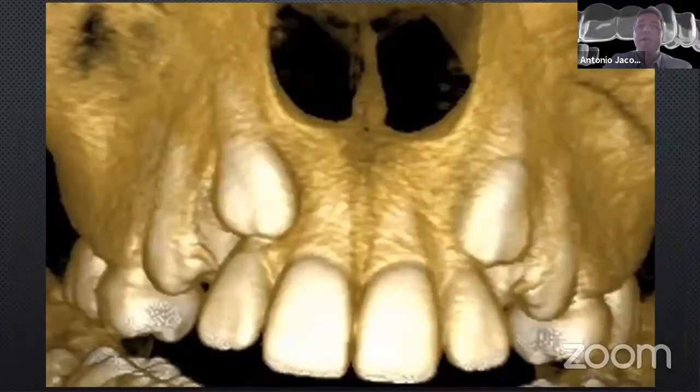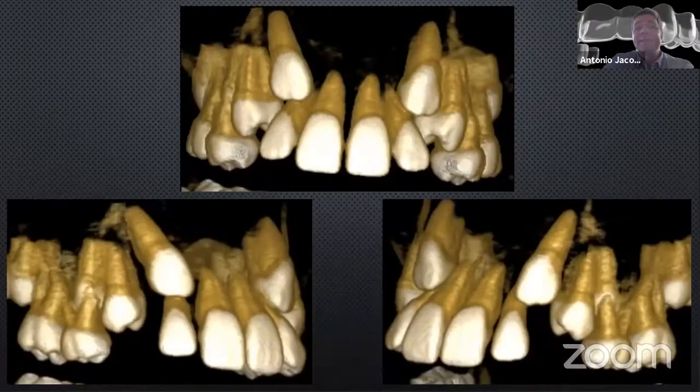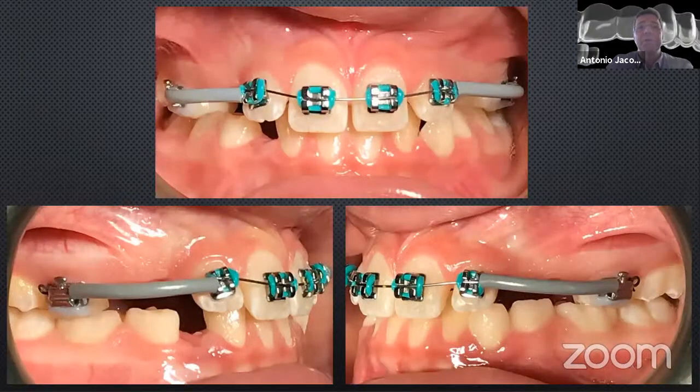We made another tomography, a CT scan, and on the right side it's really bad. The canine is almost touching the root of the lateral incisor on the right side. So at this time I had to make a move. I talked to the mother, and we would try to put these lateral roots towards mesial, maybe to change the path of eruption of the canine. So that's what we did.